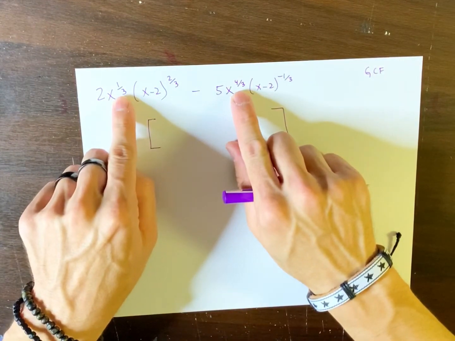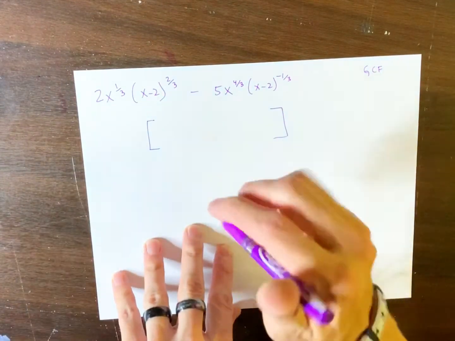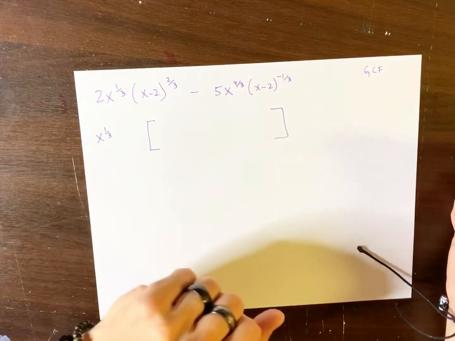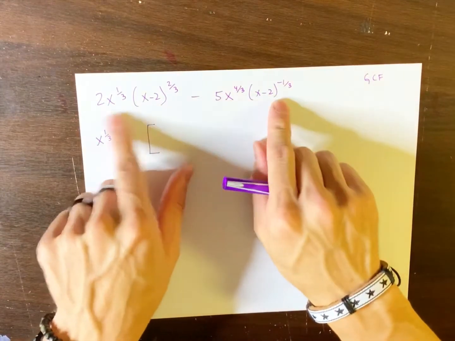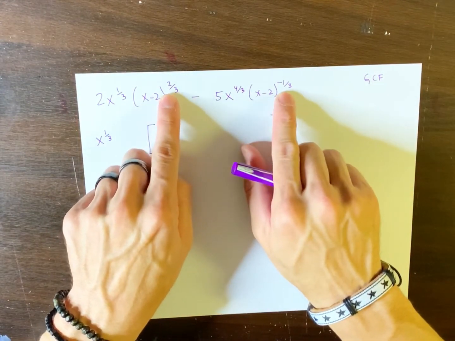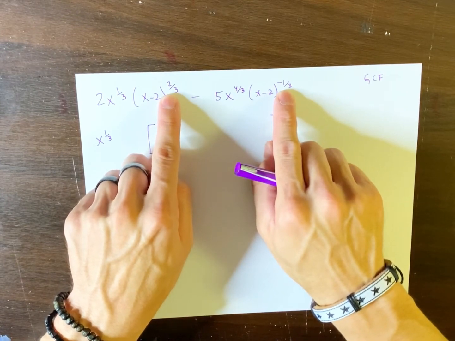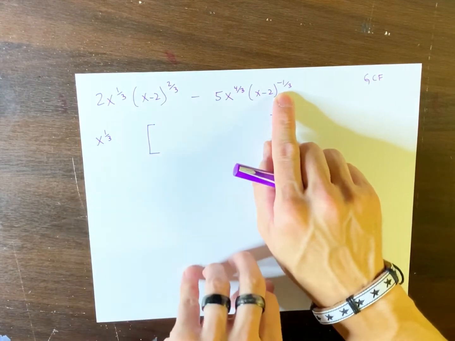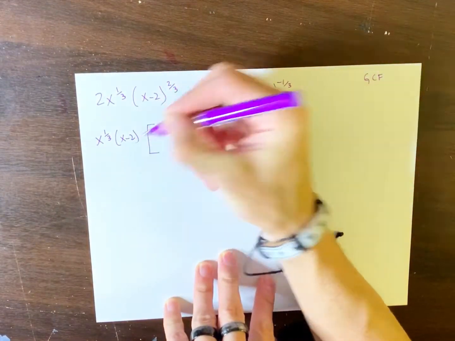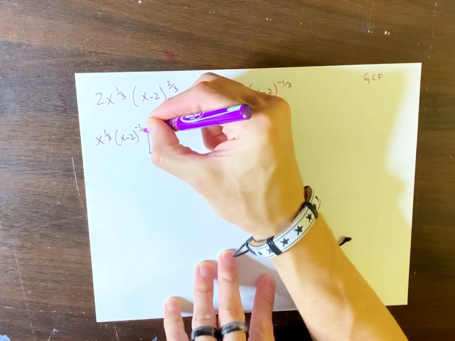So the general rule of thumb is you remove the smallest power. So between these ones, the smaller power is 1/3. So I can take out x to the 1/3. What else can I take out to the front? Well, what else do these guys have in common? I see a repeating factor of x minus 2. And then between these ones, you always take out the smaller power. In this case being negative 1/3. So outside, I take out x minus 2 to the negative 1/3.